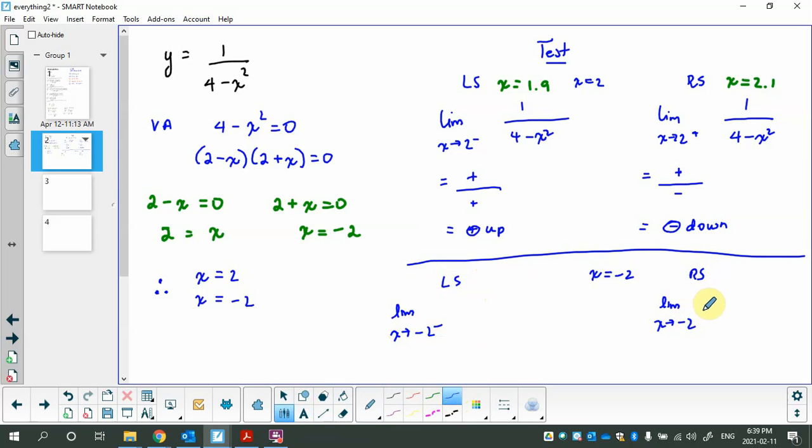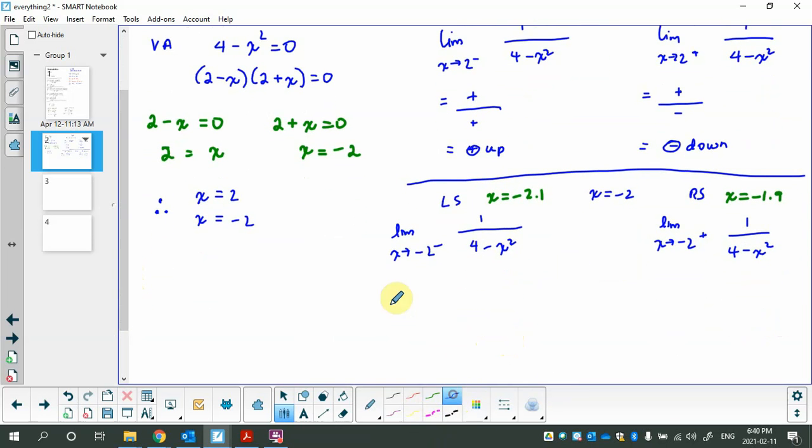-2, this time from the left side and from the right side. And 1 over 4 minus x squared. So on the left of -2, I'm picking a number more negative, and on the right, I'm picking a number less negative. So if I put -2.1 in here, I'm going to get something bigger than 4. So 4 minus something bigger than 4 is negative. That is a negative, so that's down.